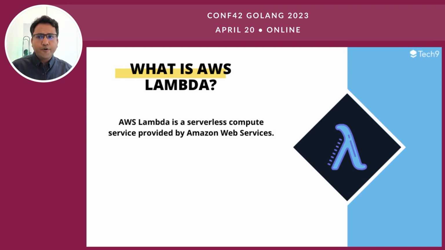AWS Lambda is often used for event-driven applications where code is triggered in response to events such as changes in Amazon S3, or any new message pushed into AWS SQS, the Amazon queue service, or in the case of any message which has been pushed to Amazon Simple Notification Service.